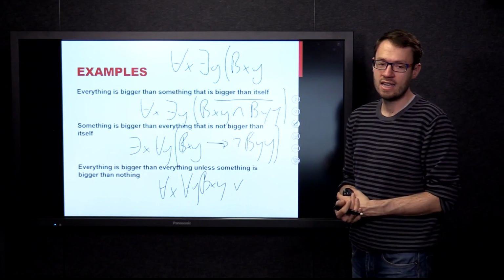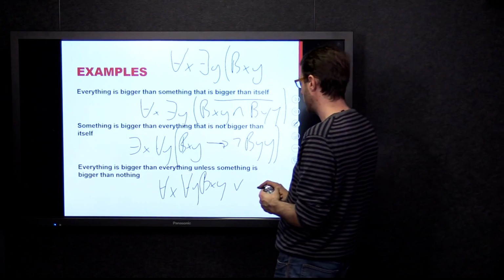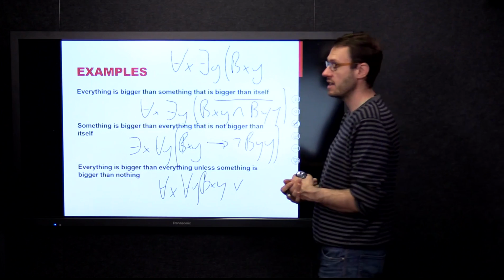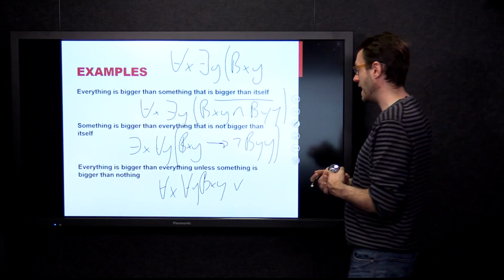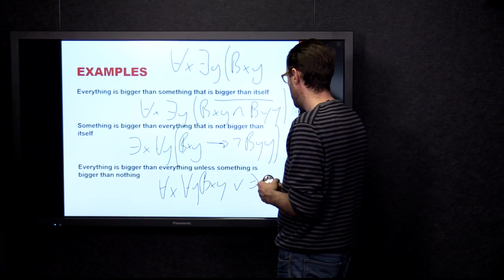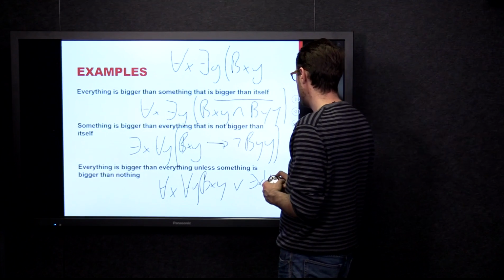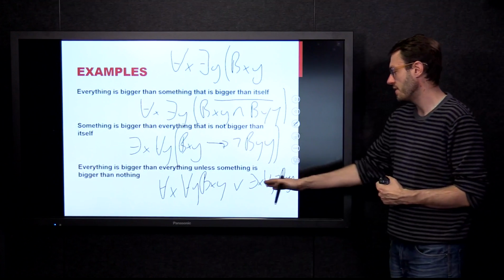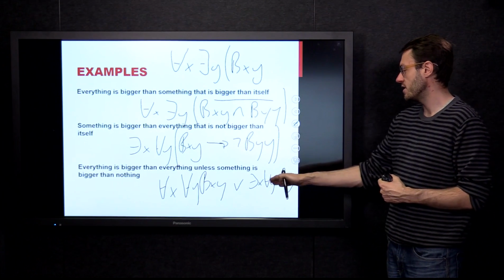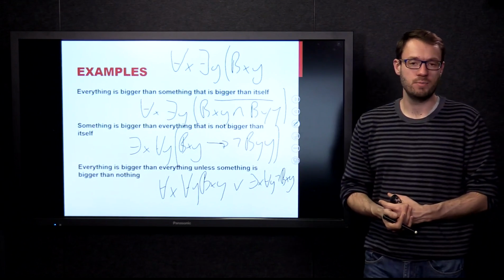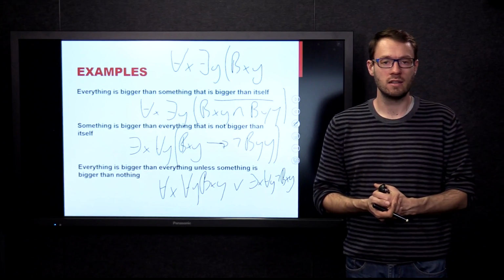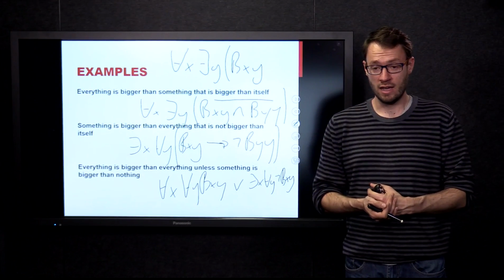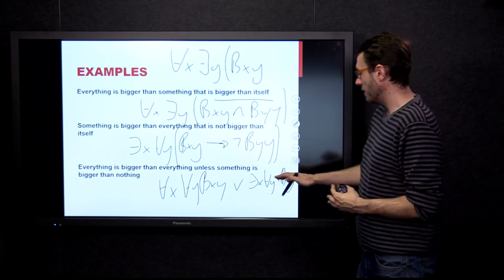And now we want to say something is bigger than nothing. To say that, we need to say that there is something that isn't bigger than anything. So there exists an x such that for all y, it's not the case that x is bigger than y. All right, so there is something such that for all y, it's not the case that x is bigger than it. So it's not the case that x is bigger than anything. Something is bigger than nothing.